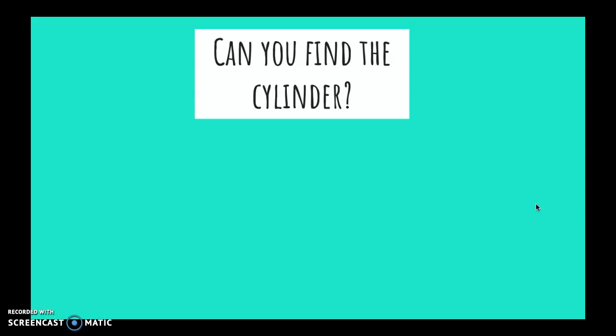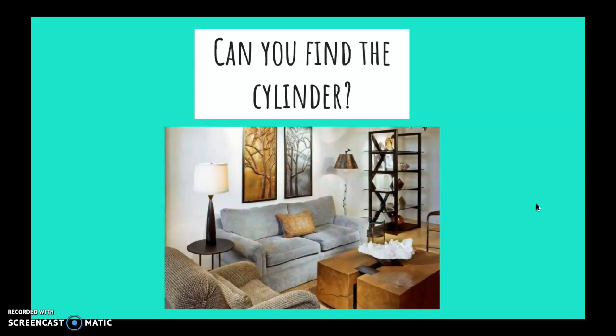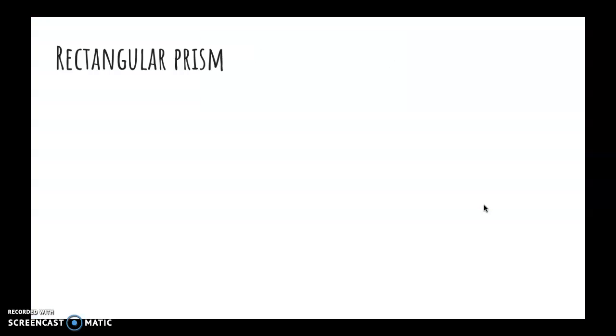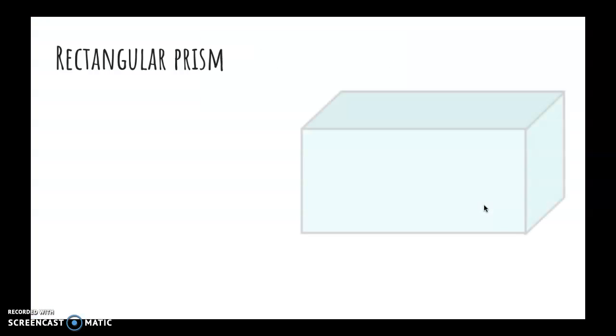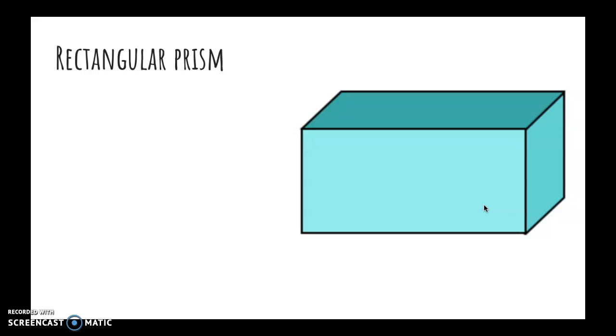Can you find the cylinder in this picture? All right, that's enough time, so we're going to go ahead and reveal the cylinder. It is the lampshade, shaped just like a cylinder. And then we're going to move on to the next shape, which is the rectangular prism. There's a quick picture of it.